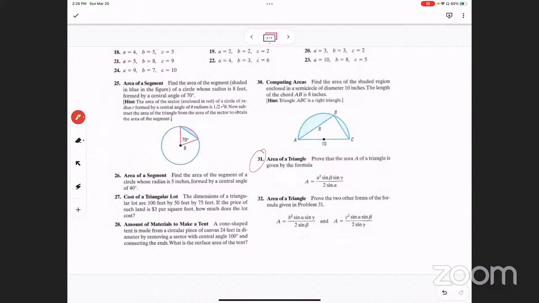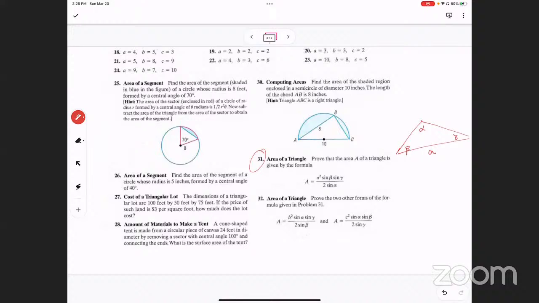So I'm assuming that what we have is a triangle with angles alpha, beta, gamma. So let's just draw a triangle in here. Here's alpha, we'll call it, there's A, here's beta, and here's gamma. I don't even know what that's called. So they're saying prove that the area equals that.